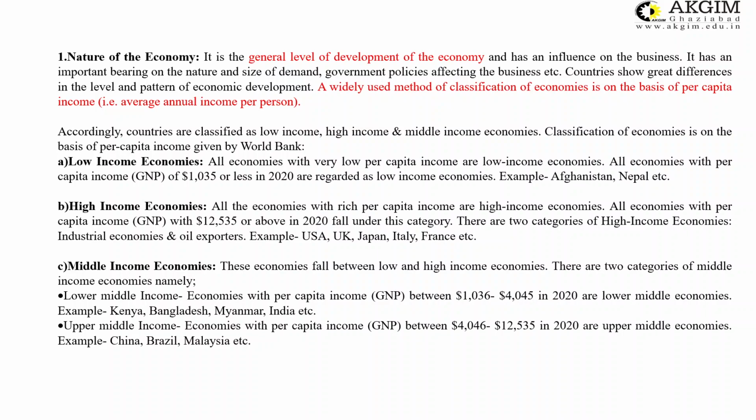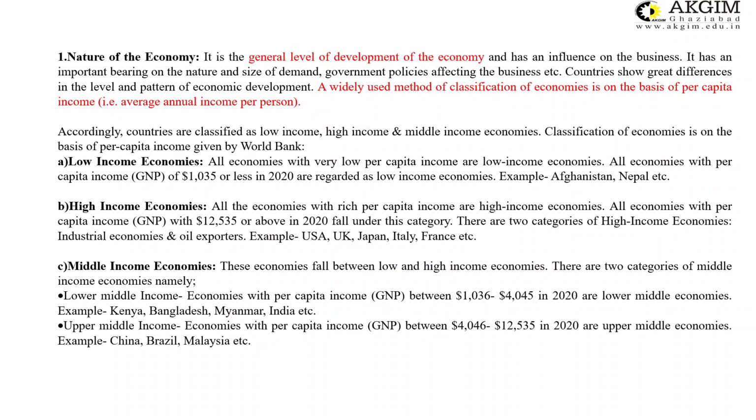Then there are the high income economies, the economies in which the per capita income is $12,535 or above, as per the data given by the World Bank in 2020. This comes under the category of high income economies. High income economies include USA, UK, Japan, Italy and France. Because the income is more, the standard of living is also very high, and people, because they have more money, invest more and spend more, so there are chances of more investment in the business. There may also be good infrastructure facilities in those economies. So this is also one way with which we can assess economies.